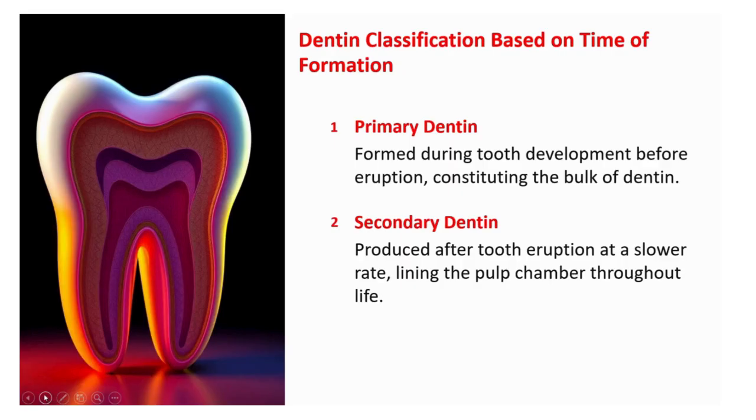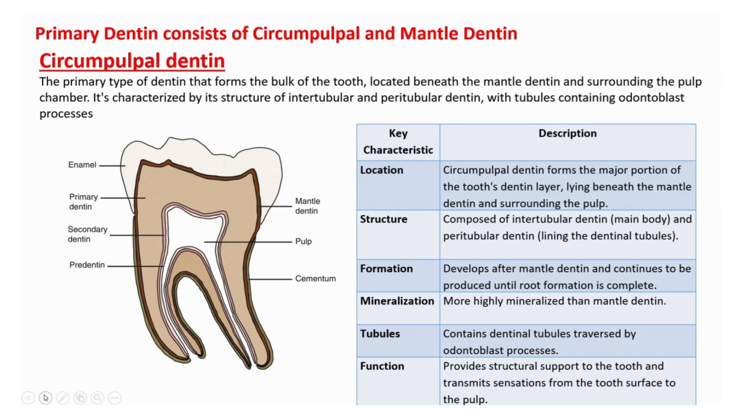It is of two types, primary dentin and secondary dentin. Primary dentin consists of circumpulpal dentin and mantle dentin. Circumpulpal dentin is the primary type of dentin that forms the bulk of the tooth, located beneath the mantle dentin and surrounding the pulp chamber. Over here, this main bulk of the primary dentin is your circumpulpal dentin.